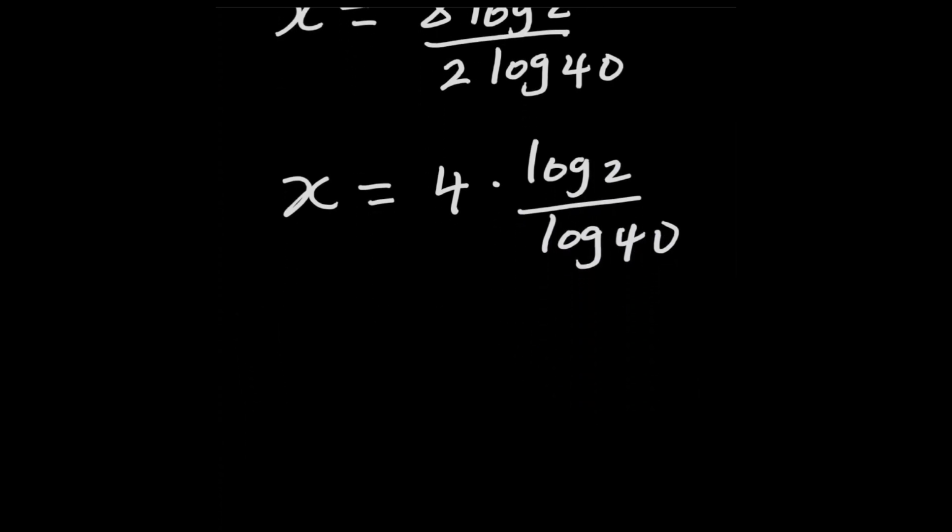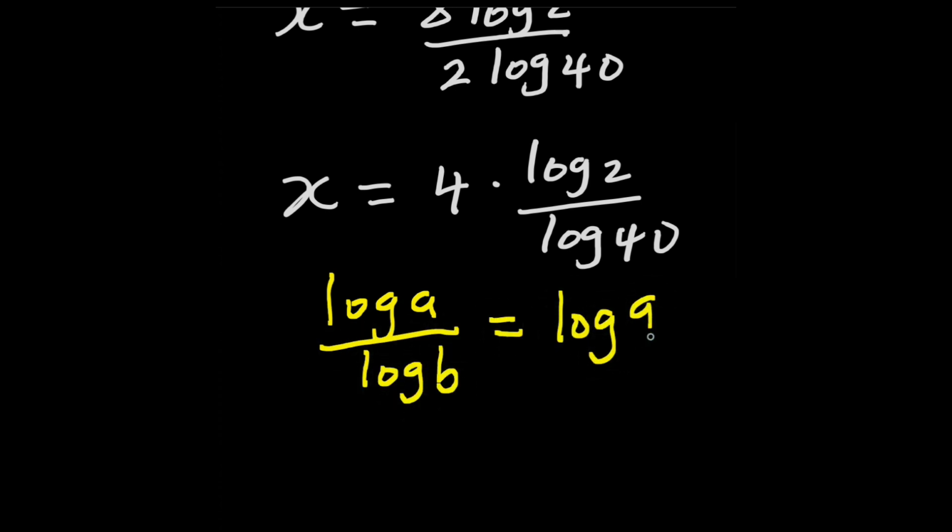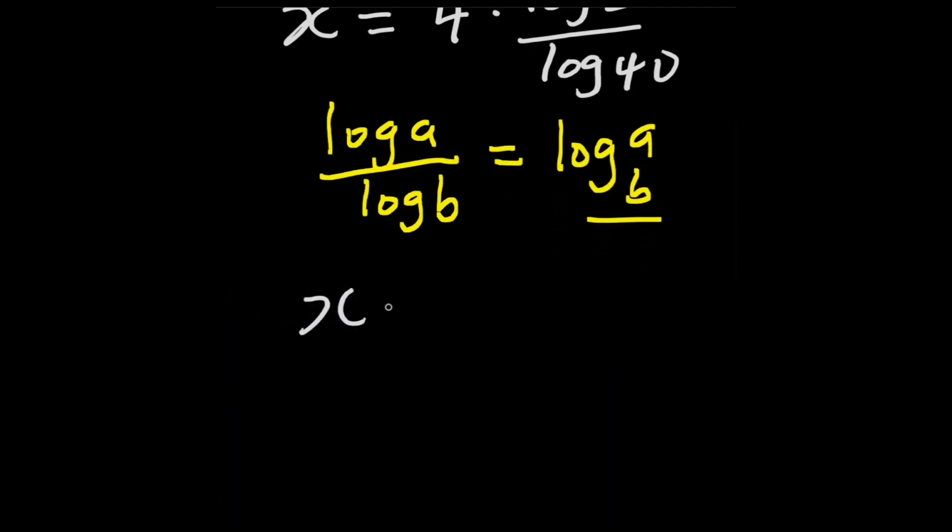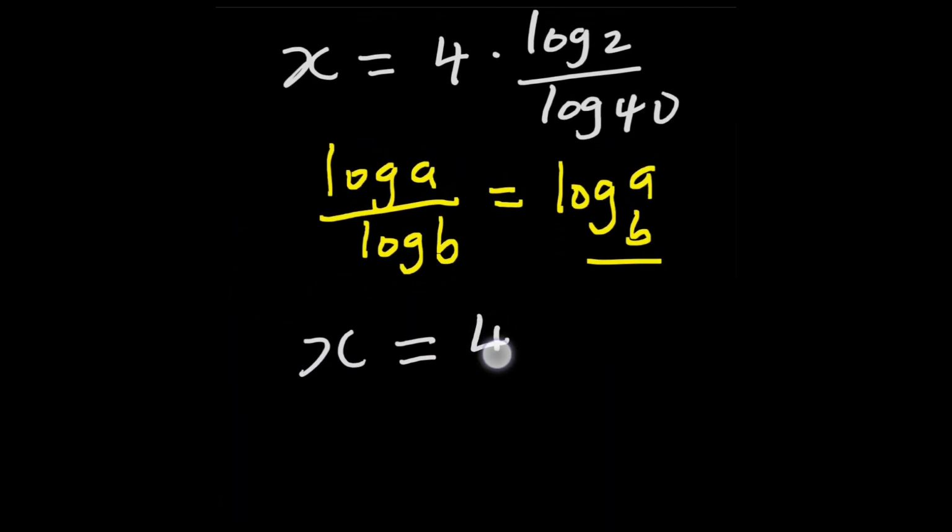And finally, we're going to apply a property called the change of base property. So we're going to recall this property that says when we have log of a over log of b, this is going to be the same as log of a to the base of b. So we're going to take this a as 2, then b as 40. So written in this form is going to be the same as x equal to 4, then multiplied by log of a, which is 2, so log of 2, then to the base of b, where b is 40. So to the base of 40.